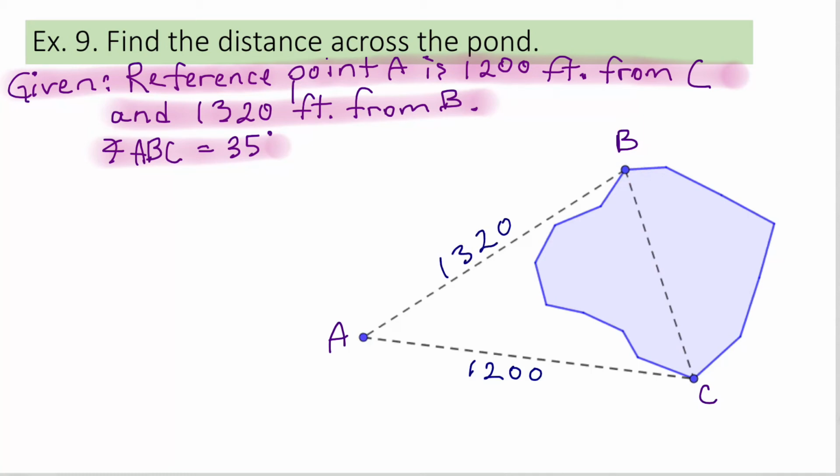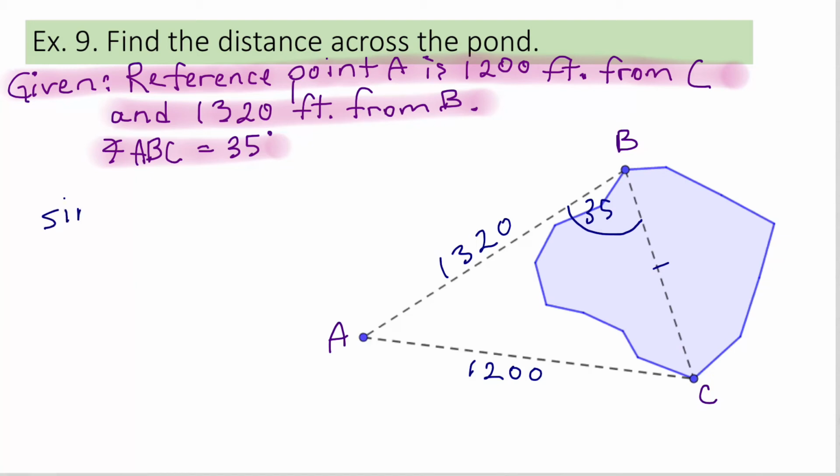So we have two side lengths. And then angle ABC is 35 degrees. So we're given some information here, 3 pieces of information. So whenever we have 3, we should be able to solve the triangle. All right, so we're trying to find this side over here, BC. So with the given information we have, we can set up law of sines using these two. So let's write that down.